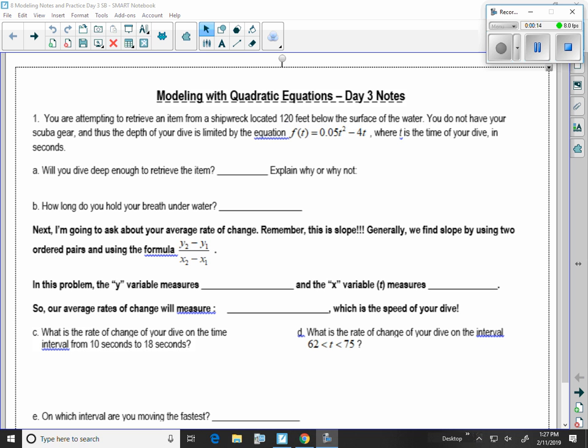Okay. So first thing we're gonna do, let's go ahead and read the question. You are attempting to retrieve an item from a shipwreck. So think about it. If you're retrieving an item from a shipwreck, you're gonna have to go underwater, right? So the item is 120 feet below the surface. You don't have your scuba gear. So the equation here is going to tell us how far you can actually dive without your scuba gear. We don't really know how deep you can dive. We need to see, are you going to be able to retrieve that item that's 120 feet below the surface?